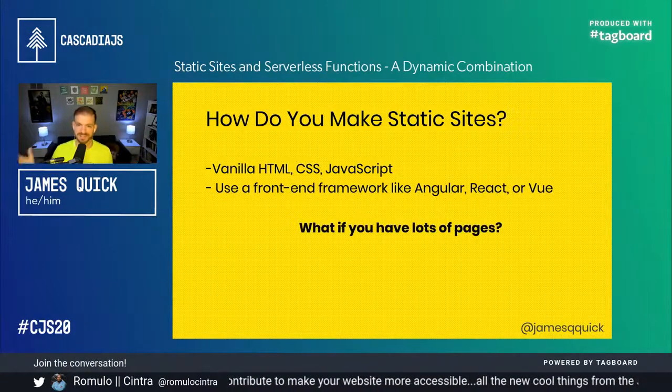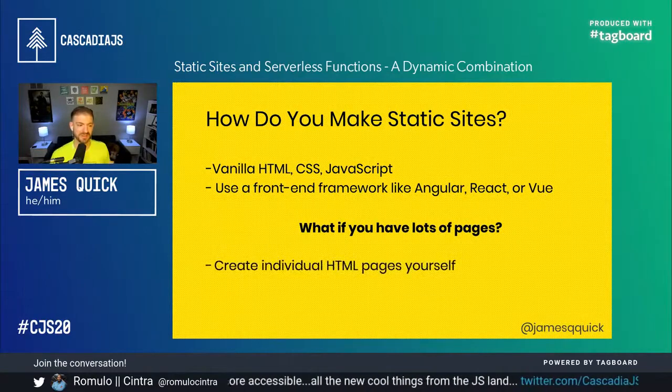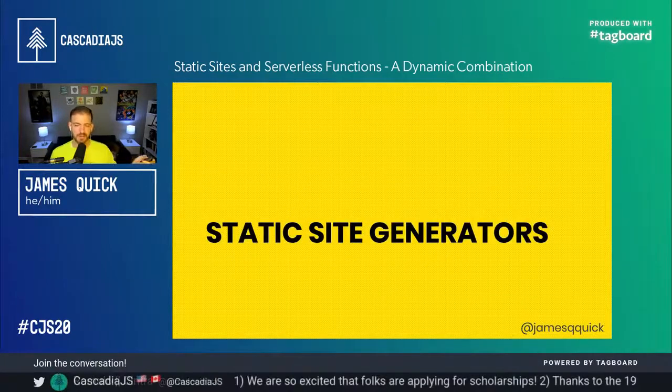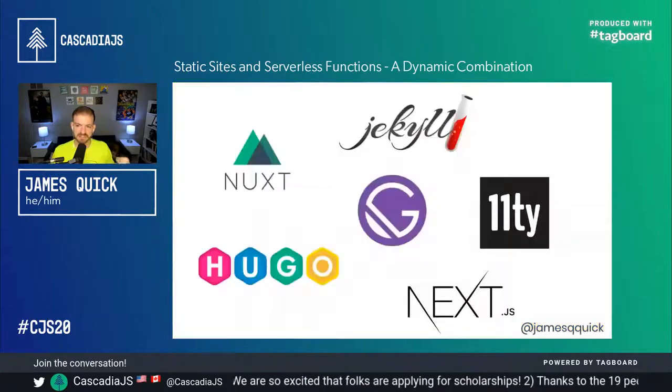Let's say you're doing a blog. This is the stereotypical example that people look at. And if you're doing a blog, you probably don't want to create individual HTML pages yourself, right? So instead of doing that for hundreds of blog posts or whatever it is that you're working on, you can use something like a static site generator. And I won't go into details about those, but these are basically frameworks to help generate static sites.